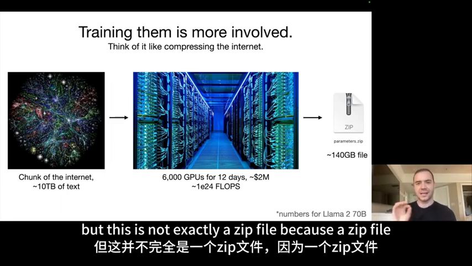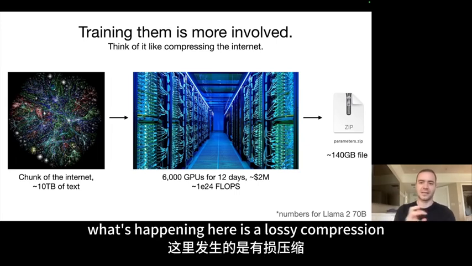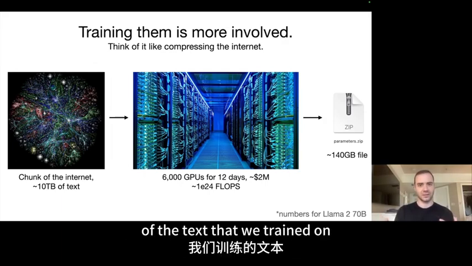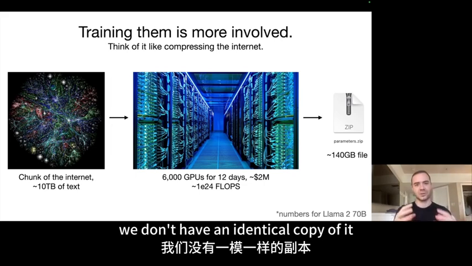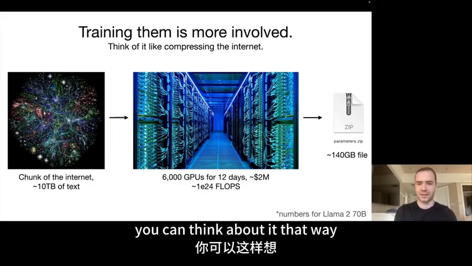But this is not exactly a zip file, because a zip file is lossless compression. What's happening here is a lossy compression. We're just getting a kind of gestalt of the text that we trained on. We don't have an identical copy of it in these parameters. And so it's kind of like a lossy compression. You can think about it that way.